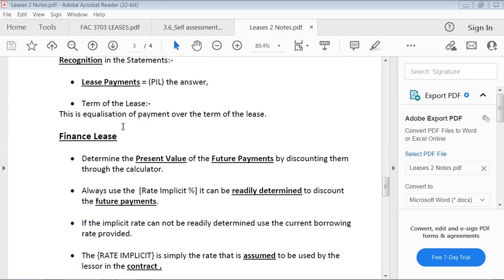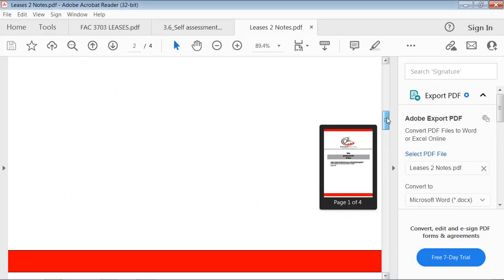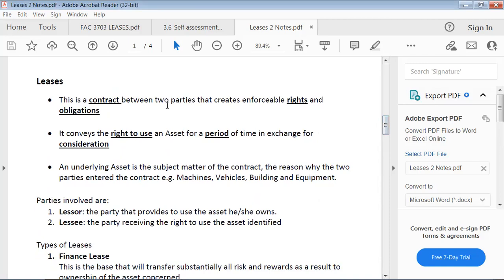Okay, so we need to understand that a lease is a contract. It's like your usual document between two people. So it reads as follows: this is a contract between two parties that creates enforceable rights and obligations. So from the creation of this contract, one will attain rights, the other will have an obligation, as a result of a lease. And then it says that it conveys the right to use an asset for a period of time in exchange for a consideration.